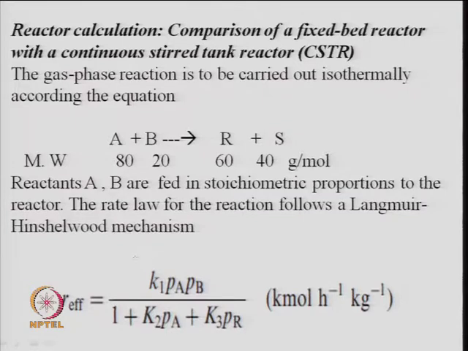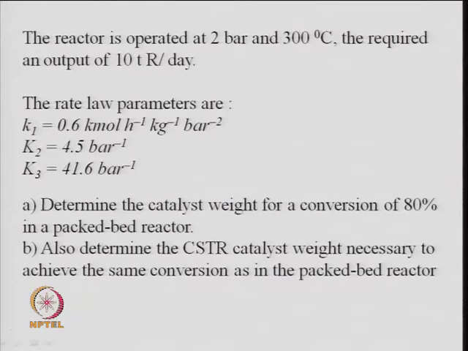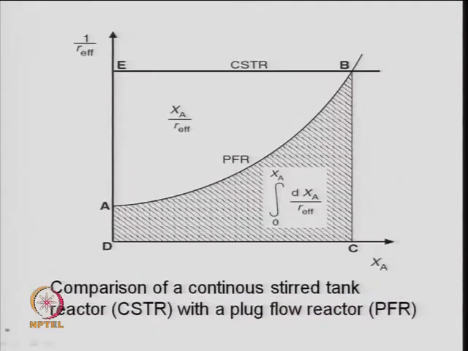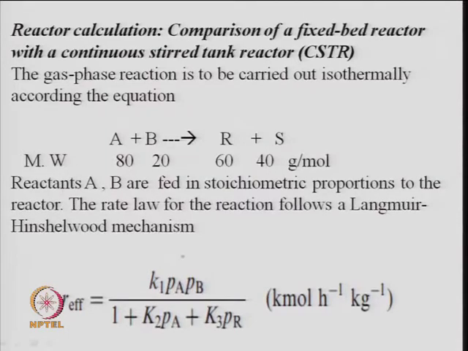So, this product: A plus B gives you R plus S, and they are fed in the stoichiometric proportion to the reactor. The rate law, which is determined from the mechanism of the reaction, is given in the form of a Langmuir-Hinshelwood type mechanism, which is K1 times Pa times Pb divided by 1 plus K2 Pa plus K3 Pr.